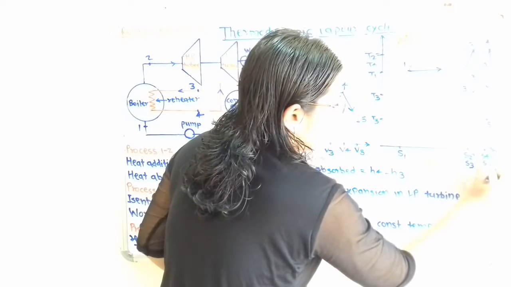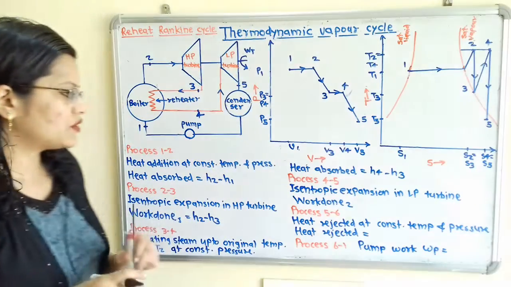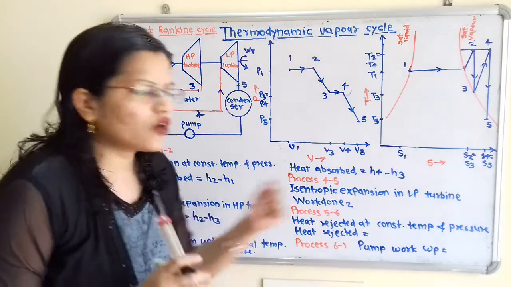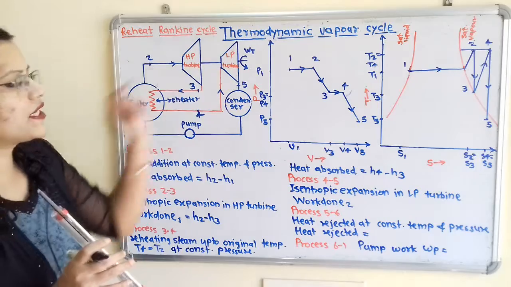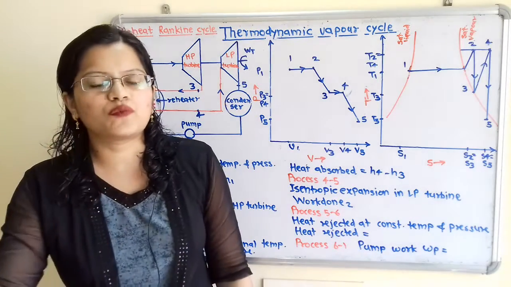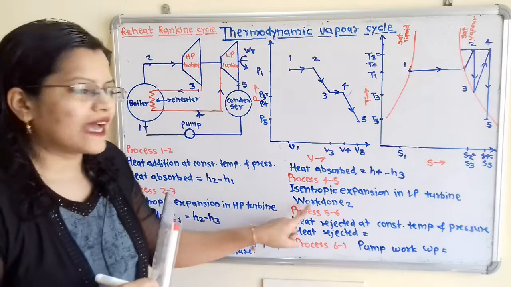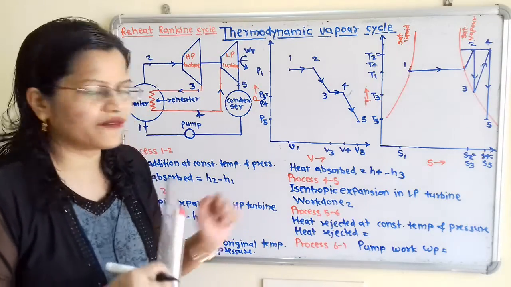S4 is equal to S5. So this process is getting completed. Now due to isentropic expansion by this low pressure turbine, some work output is there. So what is the work done? So this is the second stage. So I have written here the work done with the suffix 2.